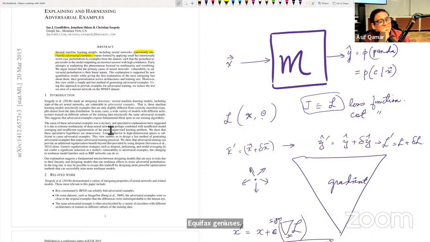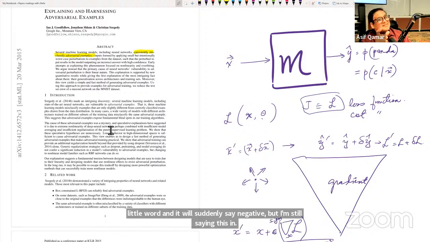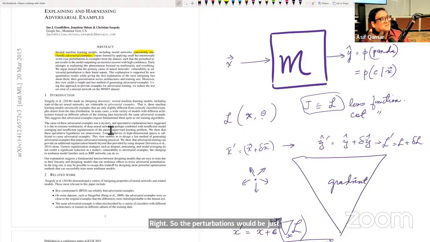Are the dimensions for text lesser than images? Come again? No. Text is easily reworded. So, for example, I write a text, you classify it as a positive sentiment. I can just change a little word and then it will suddenly say negative, but I'm still saying the same thing. So the perturbations would be making synonymous changes, and you're making very slight changes in the semantics of it.